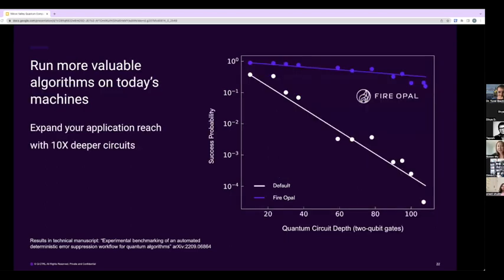And in practice, what this allows you to do is, with FireOpal, you can run circuits that are much longer and deeper. And so that actually allows you to run much more interesting problems and much more interesting algorithms, and actually to achieve results on them using actual quantum computers. And this even applies to various different algorithm types.